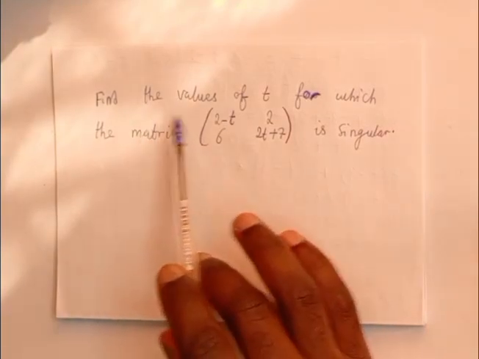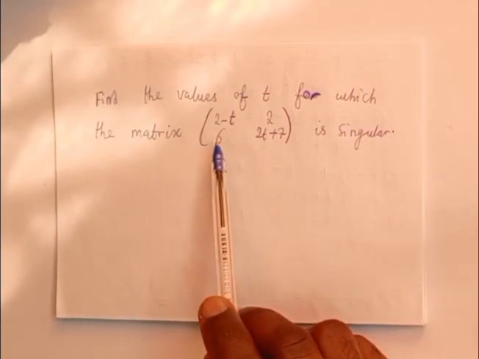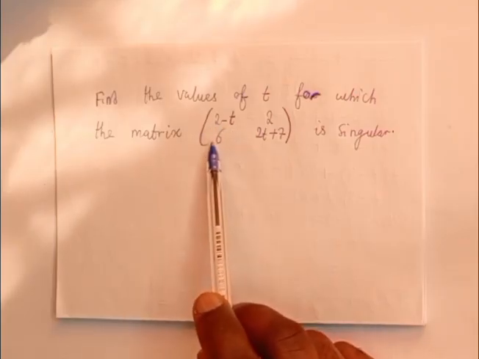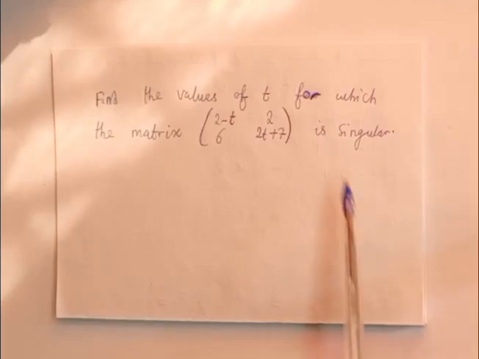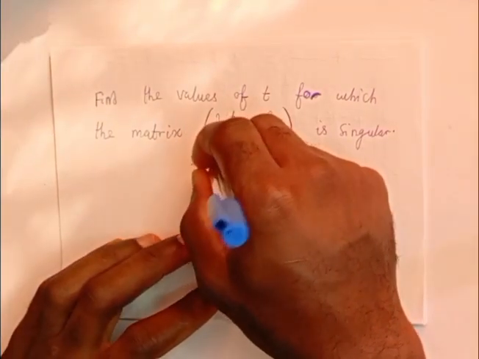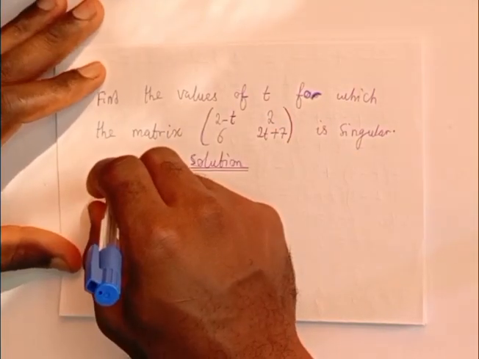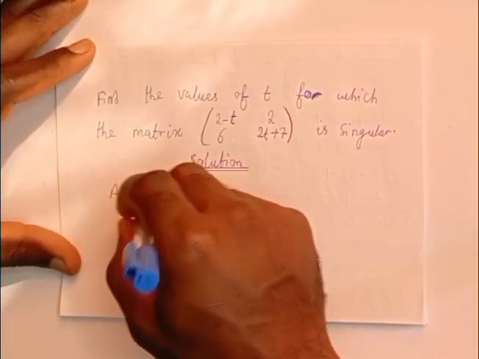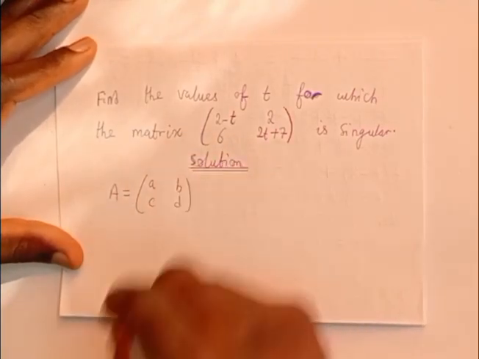Find the values of t for which the matrix with entries 2 minus t, 6, 2, 2t plus 7 is singular. We take down the solution. We have the matrix A, with the entries a, b, c, d.